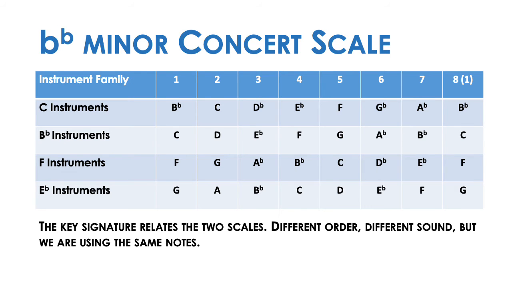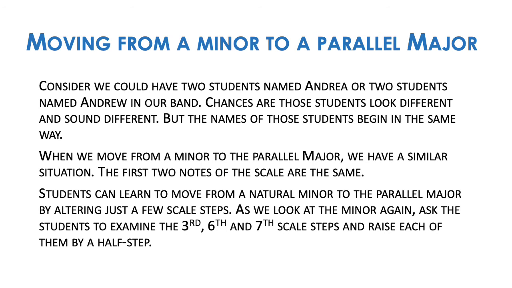Now, my analogy of using my brother is really easy, but if I wanted to go from the minor to the parallel major, I need a slightly different thing. And so that's why I always look for two students with the same name, as you can read there. And the idea there, the students are looking different and they are sounding different, but their names, their full names begin in the same way. And that's what happens with minor to a parallel major. First two notes of the scale are the same.